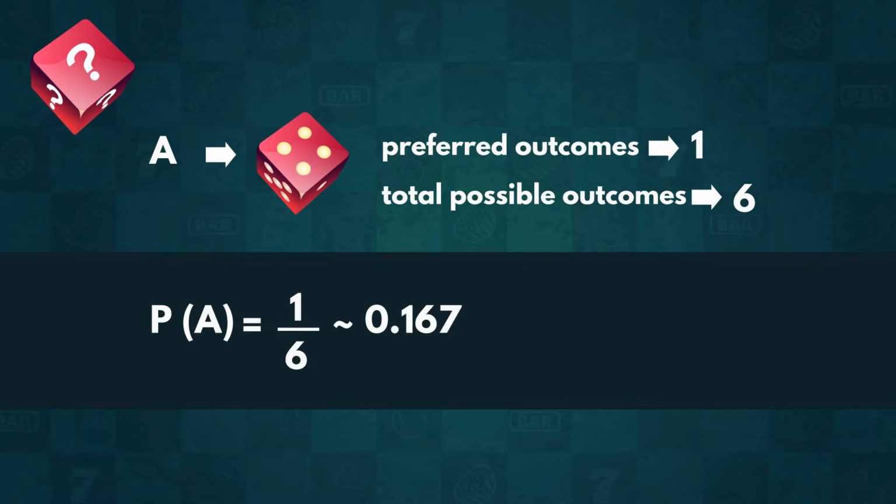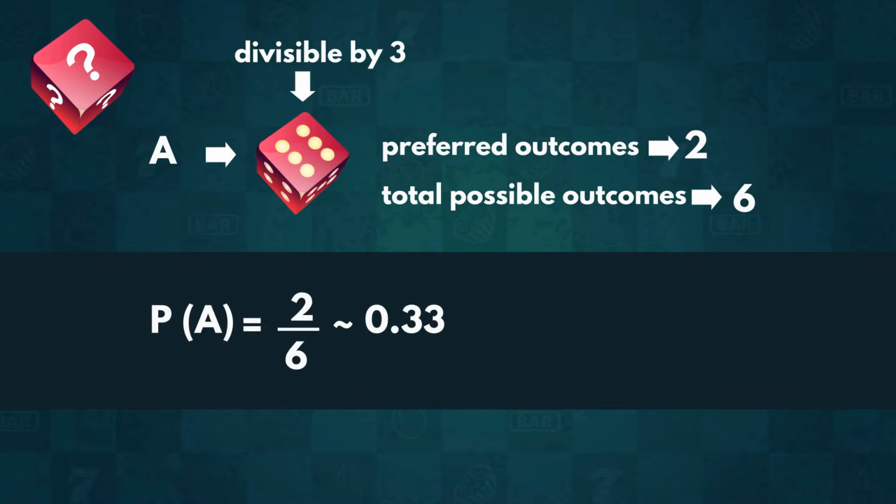Great. Events can be simple or a bit more complex. For example, what if we wanted to roll a number divisible by 3? That means we need to get either a 3 or a 6. So the number of preferred outcomes becomes 2. However, the total number of possible outcomes stays the same, since the die still has 6 sides. Therefore, we conclude that the probability of rolling a number divisible by 3 equals 2 over 6, which is approximately 0.33. So far, so good.